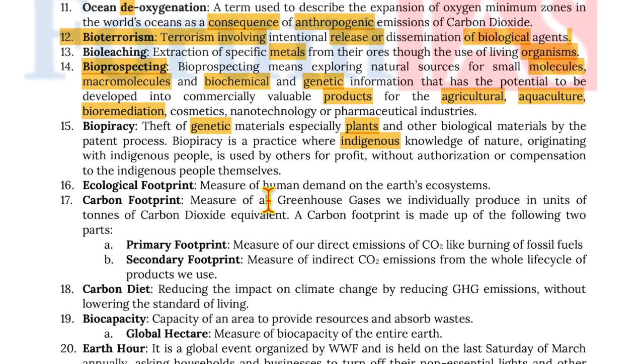Ecological footprint: measure of human demand on Earth's ecosystem. Carbon footprint: measure of all greenhouse gases we individually produce in units of tons of carbon dioxide equivalent. A carbon footprint is made up of the following two parts: primary and secondary footprint. Primary footprints measure our direct emissions of carbon dioxide, like burning of fossil fuels, etc. Secondary footprint includes the measure of indirect carbon dioxide emissions from the whole life cycle of the products we use.